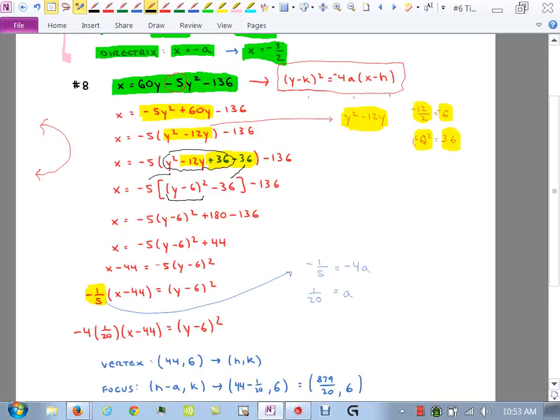Now I'm going to distribute my negative 5 through here and here. Negative 5 times the first one there gives you that, and then negative 5 times negative 36 gives you 180.